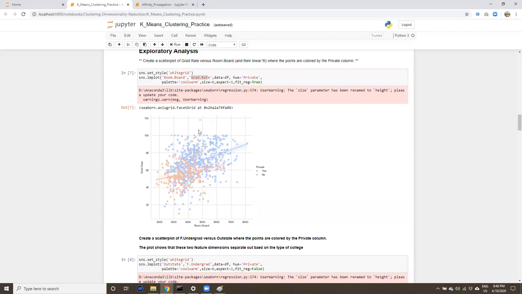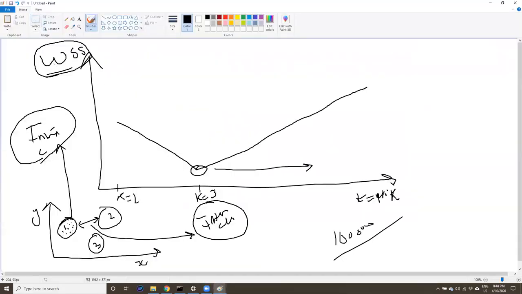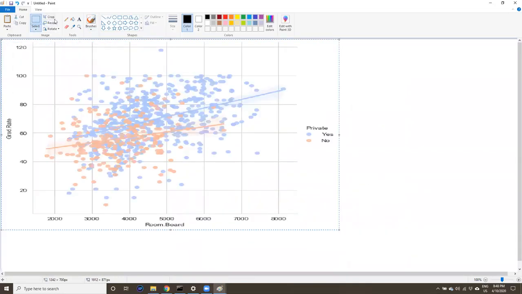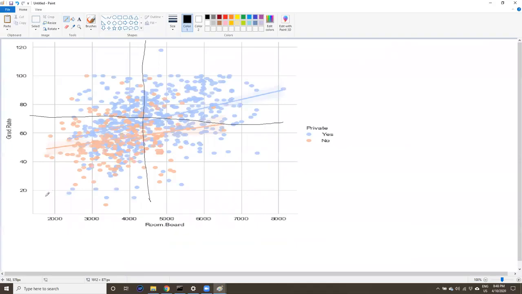So if I convert this into parts, let me just copy this image, paste it here, and expand this. If you see here, let me split this into four parts. Now this is basically low room rate and low graduation rate. This is high graduation rate and low room rate. This is high graduation rate and high room rate. And this is high room rate and low graduation rate.